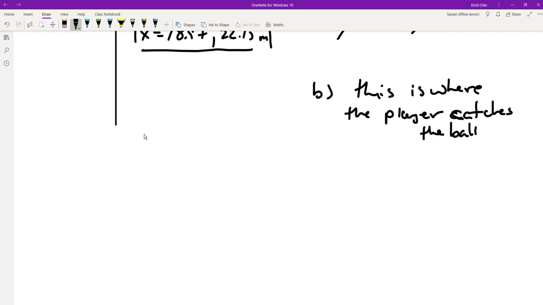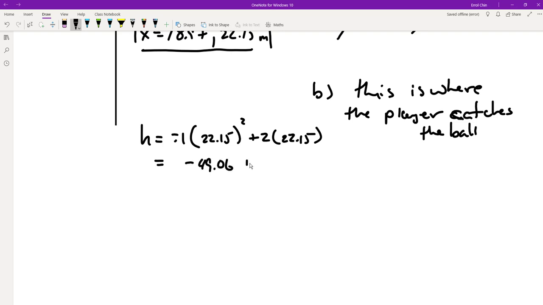Okay, so I'm going to plug in h is equal to negative 0.1 times 22.15 squared plus 2 times 22.15. I'm going to spare you the suspense. You get negative 49.06 plus 44.3. What ends up happening is you get a height of negative 4.76 meters. Can you catch the ball at a negative height?